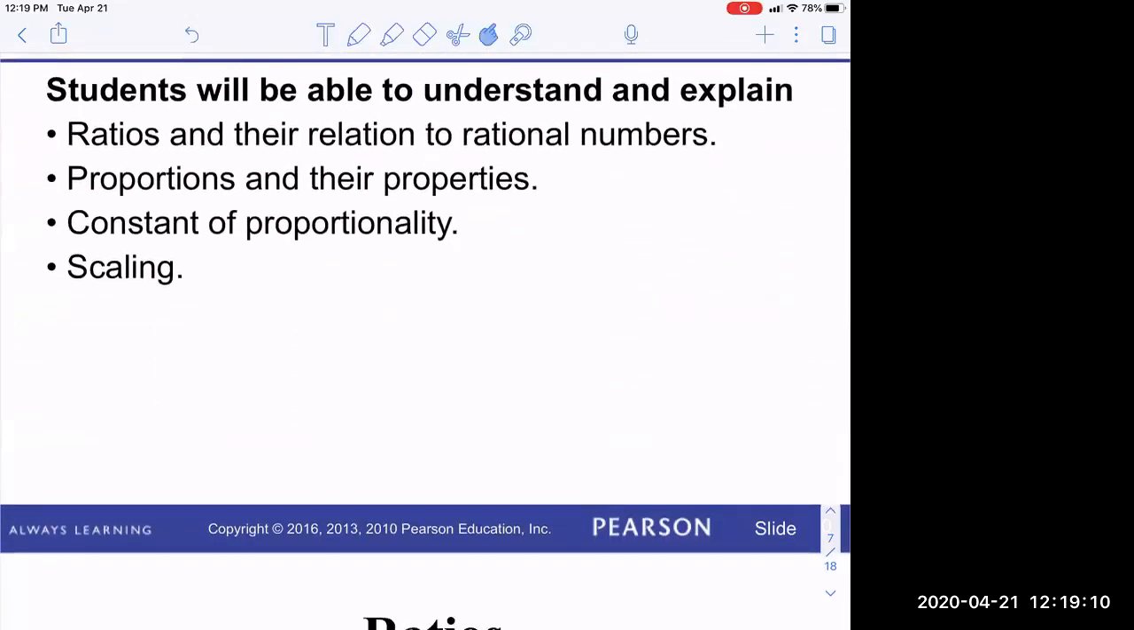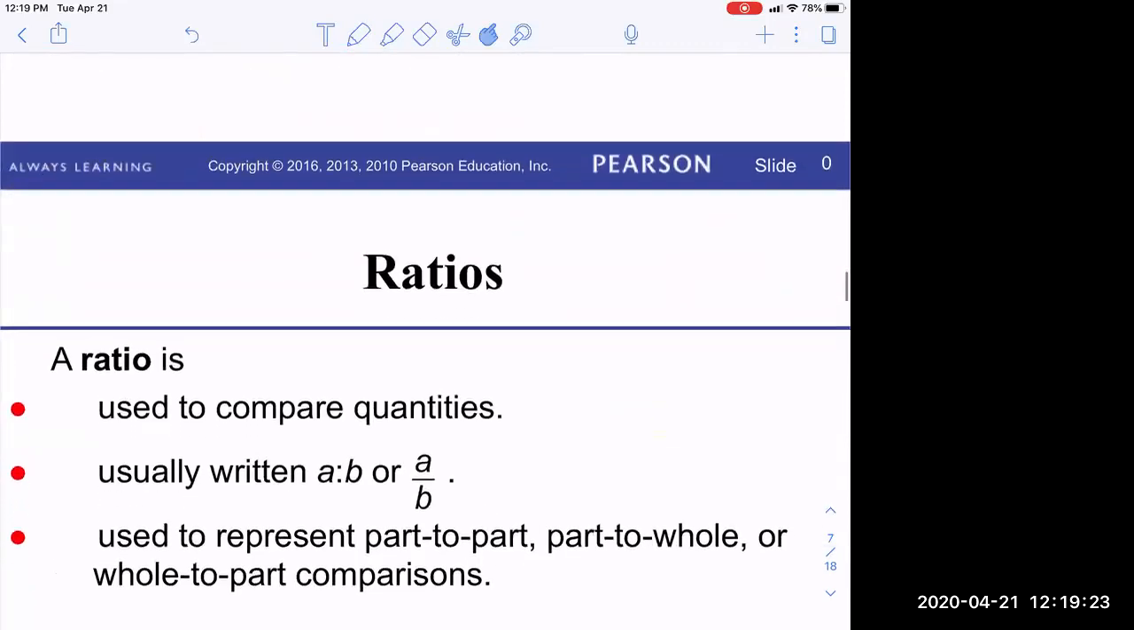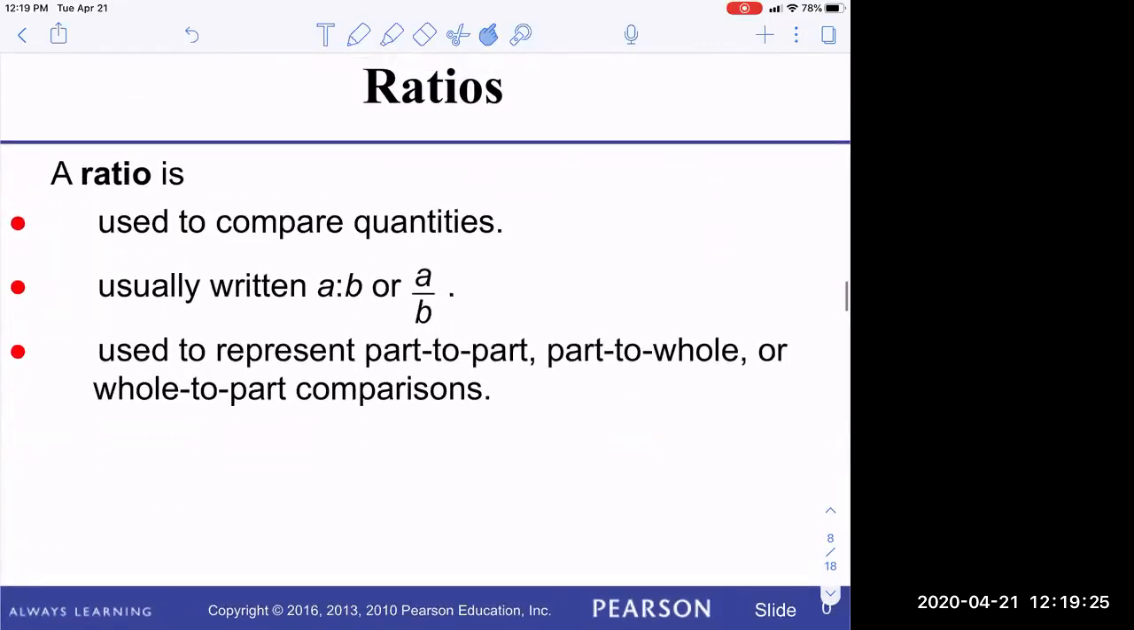Okay, we're going to learn about ratios. Not so much constant of proportionality and scaling, because I realize we're running out of time in this semester. And there's a lot just with proportions. So here's the thing about ratios. They compare quantities, so there's usually units.